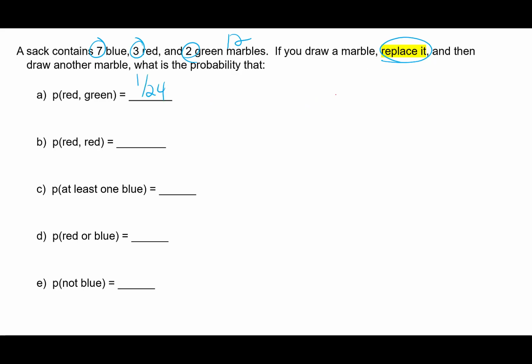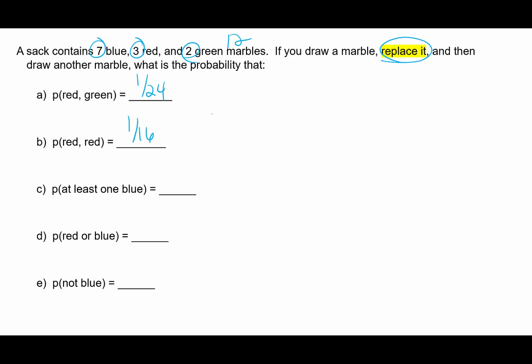Next question says what is the probability you'll pick a red, put that marble back, and then pick another red. Okay, so the first fraction will be 3 red out of 12. The red gets back in the bag, and so we're going to multiply by the same fraction. The chances are still 3 red out of 12. So if we multiply straight across, that's 9 over 144, and that simplifies to the fraction 1/16.